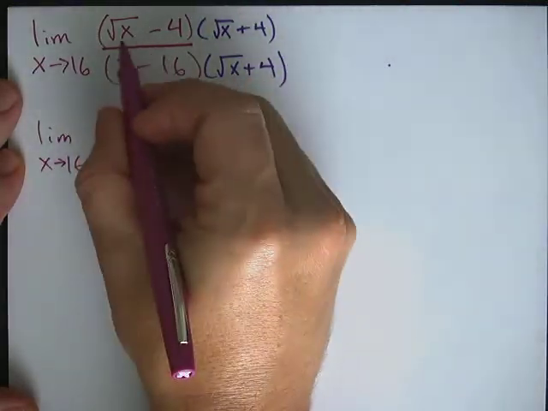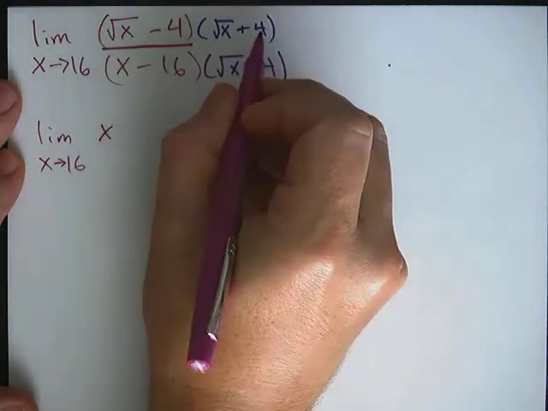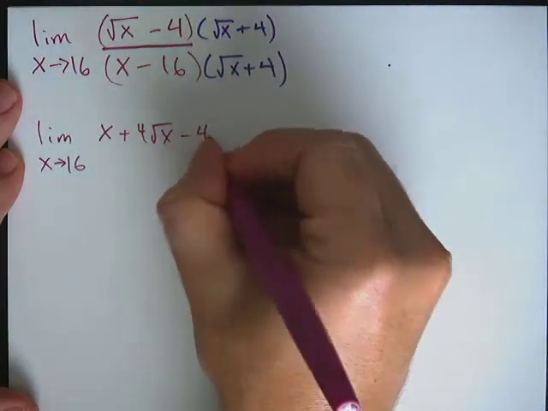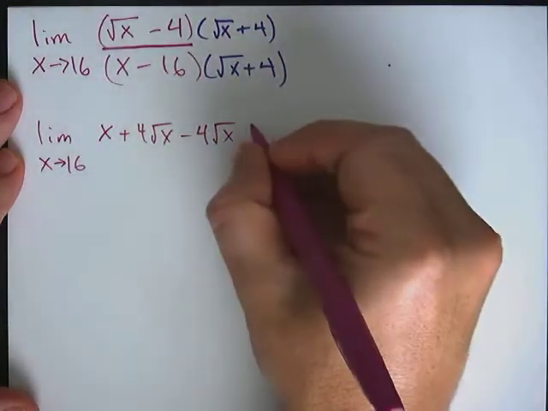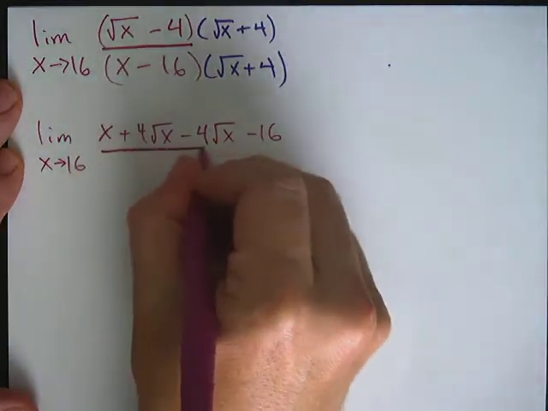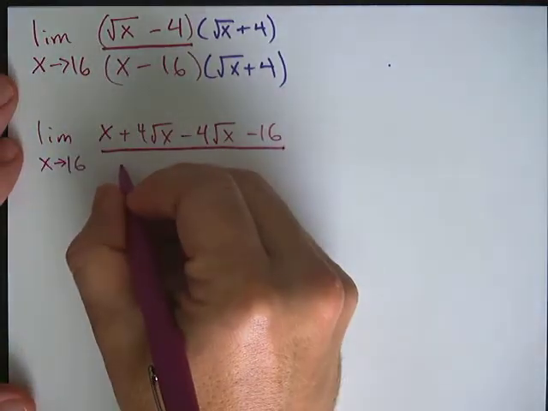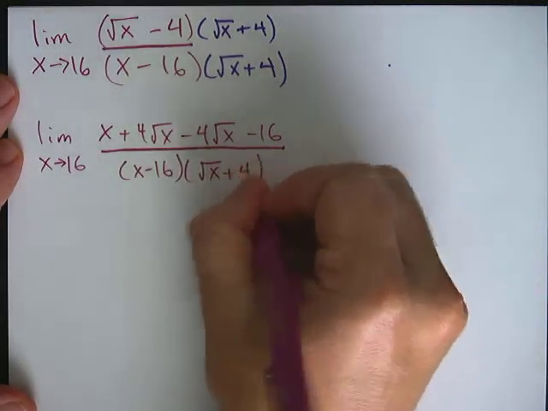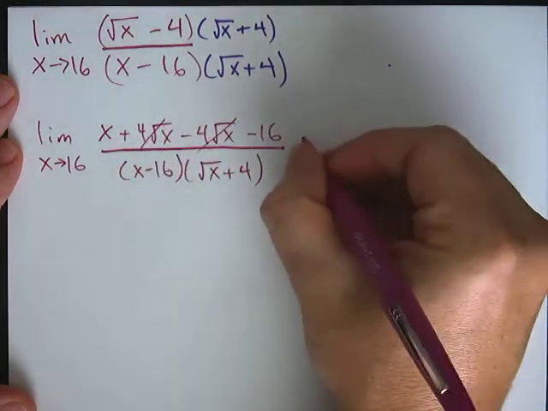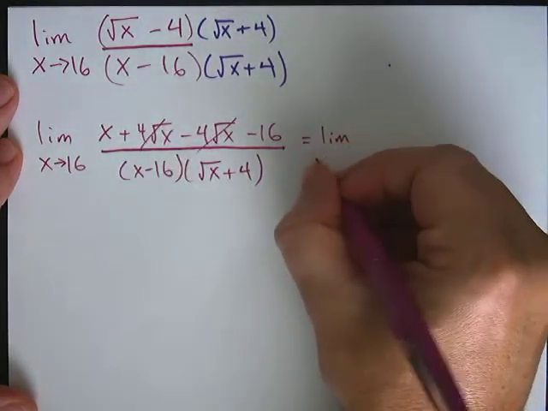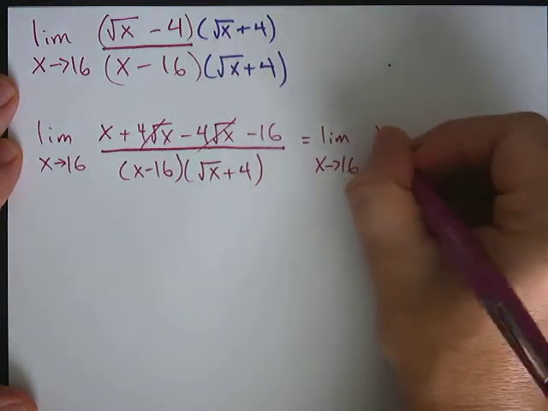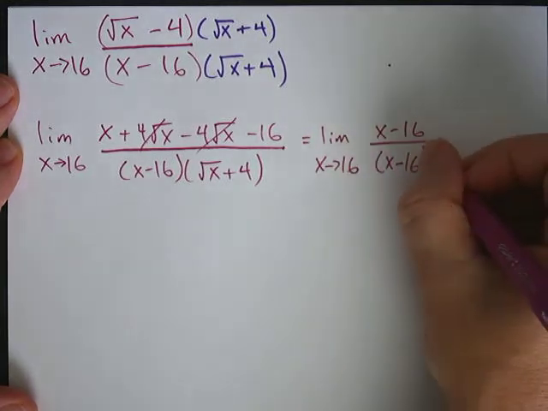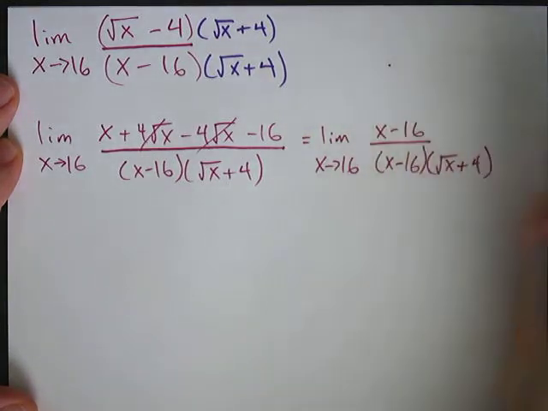And then our middle terms will cancel because you can see square root of x times 4 is 4 square root of x. And then negative 4 times square root of x is negative 4 square root of x. So you can see those two will cancel. And then minus 16. So we get an x minus 16 on top. On bottom we have x minus 16 times square root of x plus 4. Okay, cancel out those two middle terms, and you can see that we are left with x minus 16 in the numerator and x minus 16 times square root of x plus 4 in the denominator.